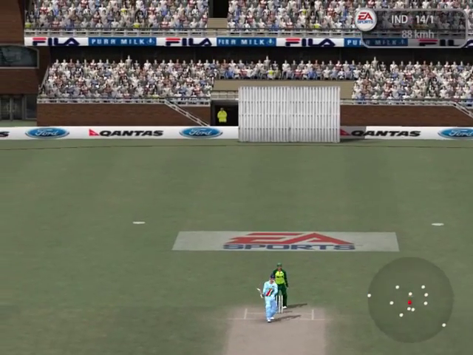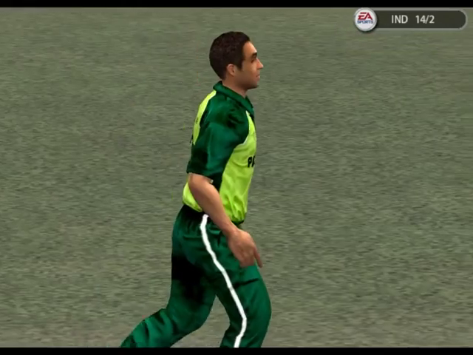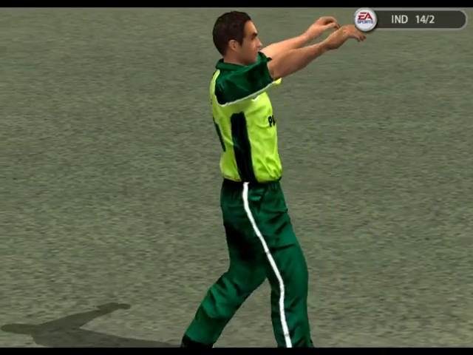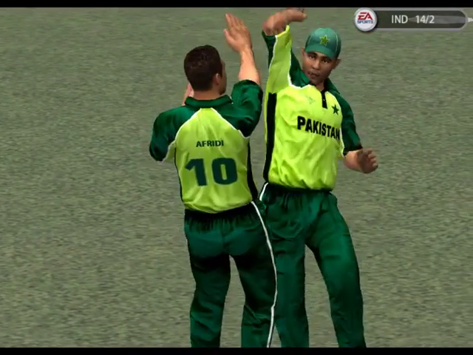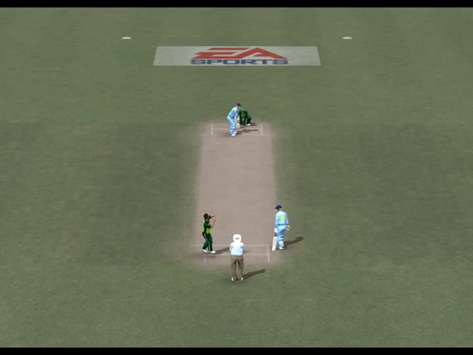There it goes, and there's a fielder under it. It took an age to come down. The batsman really skied that one. Fantastic work from Shahid Afridi. The fielder did well there. He made it look easy, but it was a difficult catch to take. This was how the wicket fell.